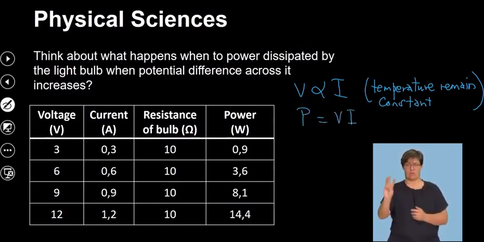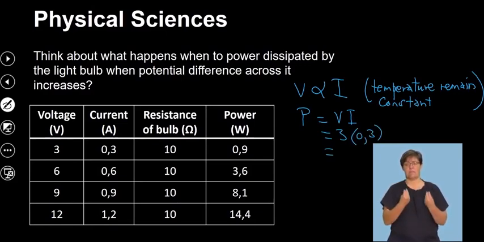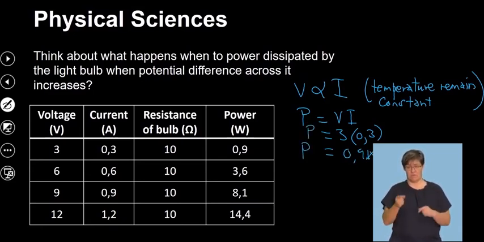So actually this 0.9, we got it from saying, what's the voltage reading? It was 3 volts, and then the current reading, 0.3 amperes. So this gives us a product of 0.9 watts. That's the power. So this is how we managed to obtain these values.